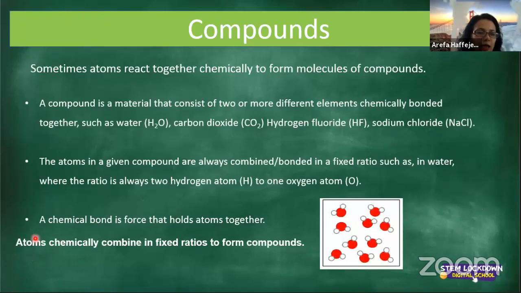Now, atoms chemically combine in fixed ratios to form compounds. When we say fixed ratios, that means that we have, say, water. You have water as in two hydrogen atoms sitting here and one oxygen atom. So it's in a fixed ratio: two hydrogen atoms here and one oxygen atom here.